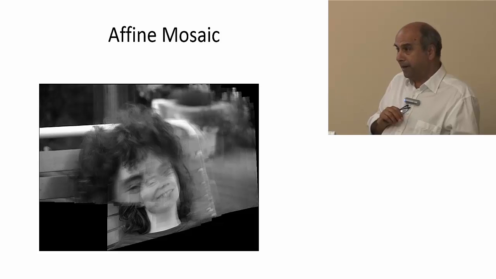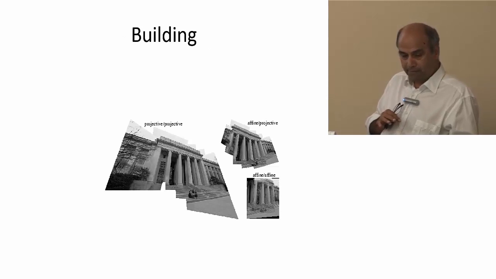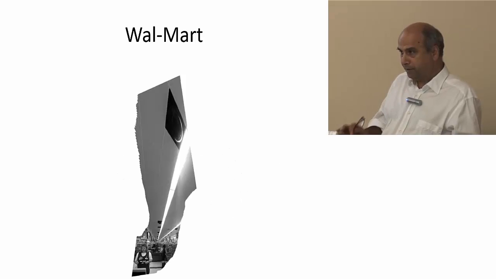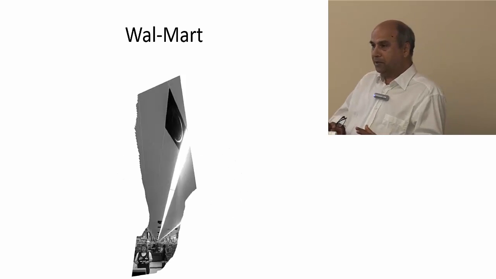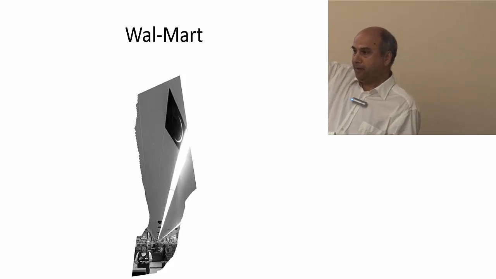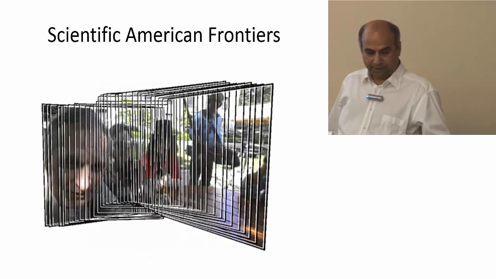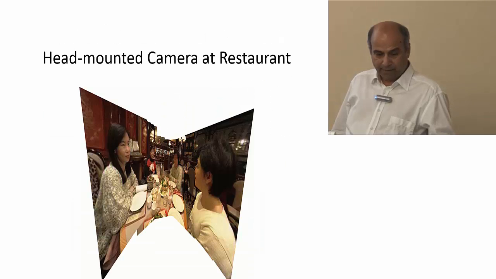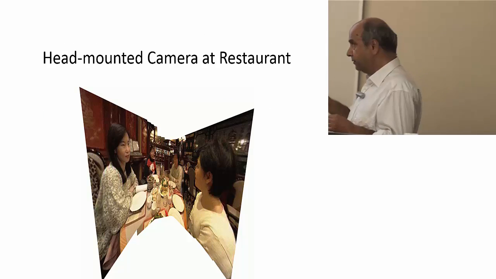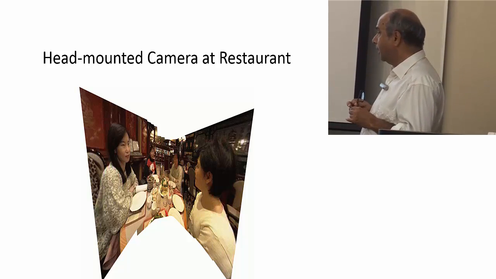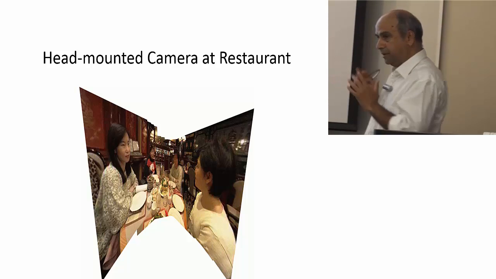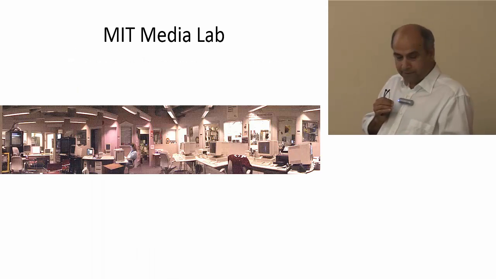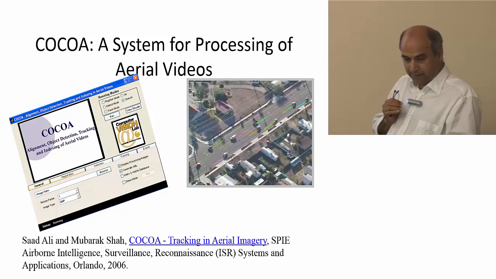And this is a mosaic. If you do only affine, it has a problem. Here is a mosaic of a building. You went to Walmart, so you can look at the cashier and you want to see the whole thing, so you can do this kind of thing here. And the Scientific American mosaic. He went to have lunch in a Chinese restaurant with two Chinese girls. He was sitting there, and then he can see this. He was in the MIT Media Lab.